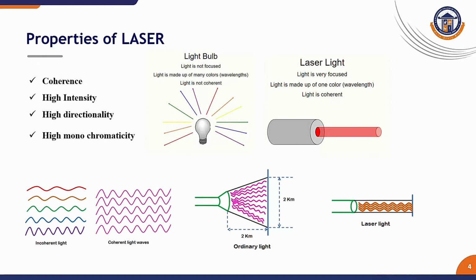And then the third one is directionality. Laser beams do not spread much as they travel, meaning they can cover long distances without significant loss. And then finally, monochromaticity. It means laser light consists of almost a single wavelength, or a single color. These are the properties of laser.